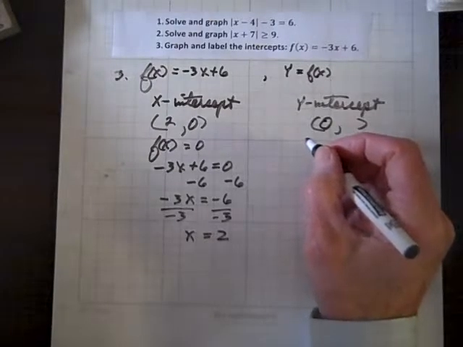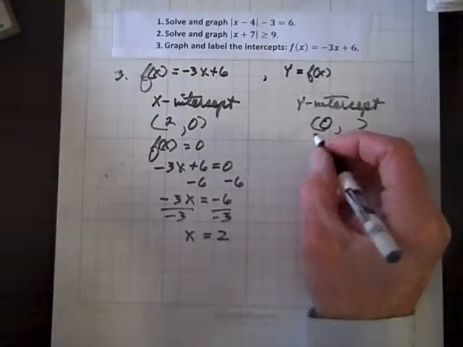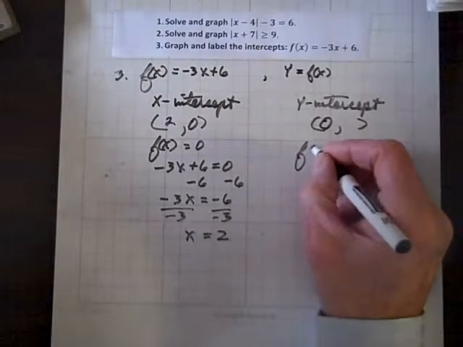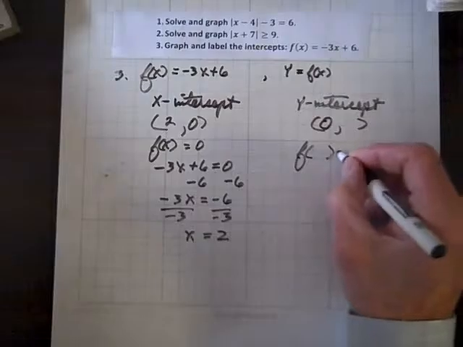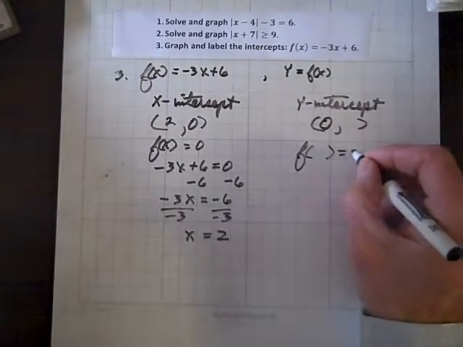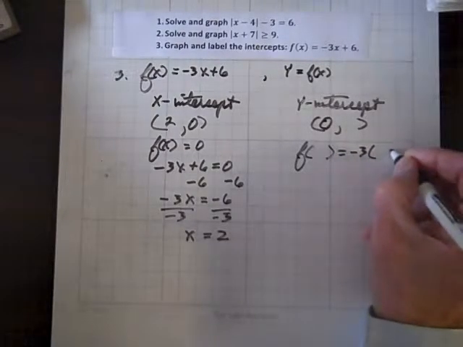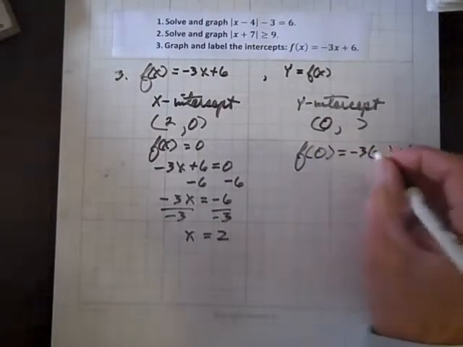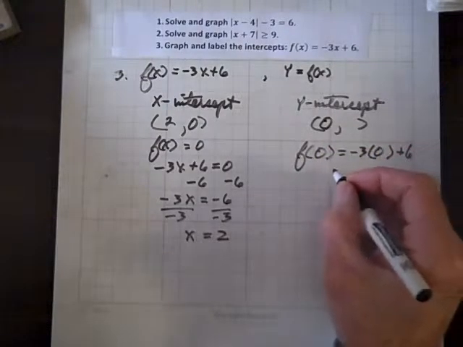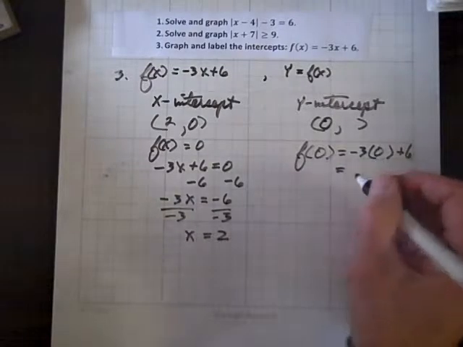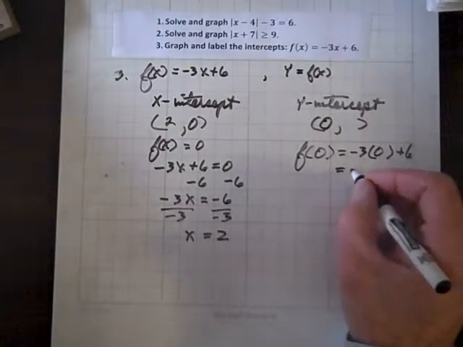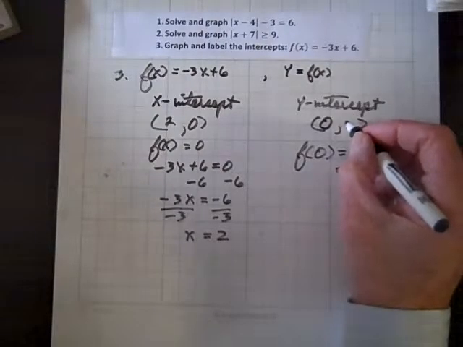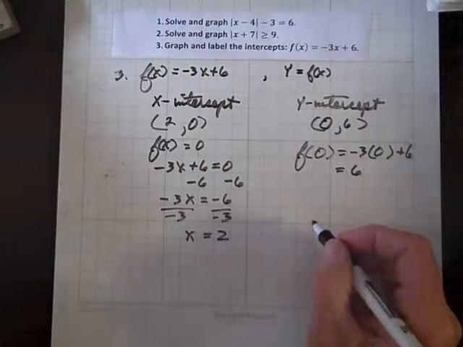Now, to find the y-intercept, we let x be 0. In other words, we evaluate f of 0. So we'll replace x with parentheses, plus 6. And if I put a 0 here, I must put a 0 there. But negative 3 times 0 is 0, so this thing just equals 6. So our y-intercept is at 0, 6.